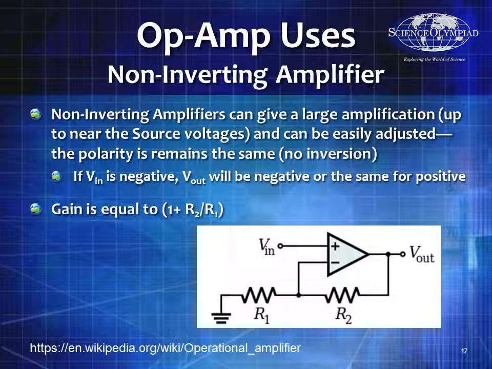And since the current cannot come out of the negative side of the operational amplifier, it has to go through R2. So then, if I look at that current, it's the same current, equal to V out minus Vn over R2. Using that, my gain comes out to 1 plus R2 over R1. So if I use a very large resistor on R2 and a very small resistor on R1, I can get a very large forward gain.